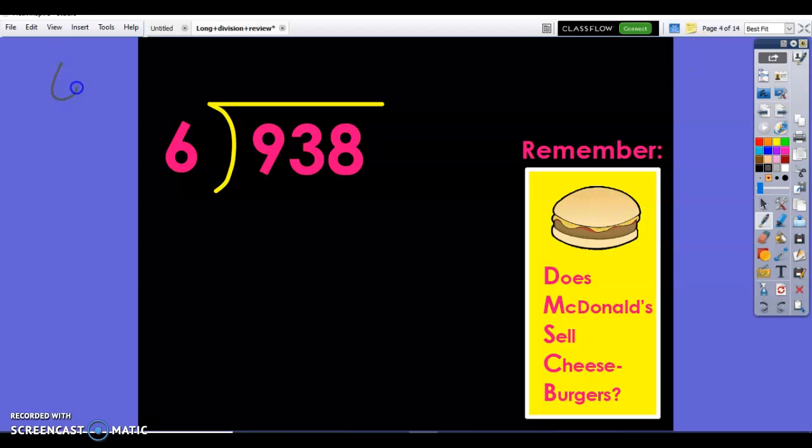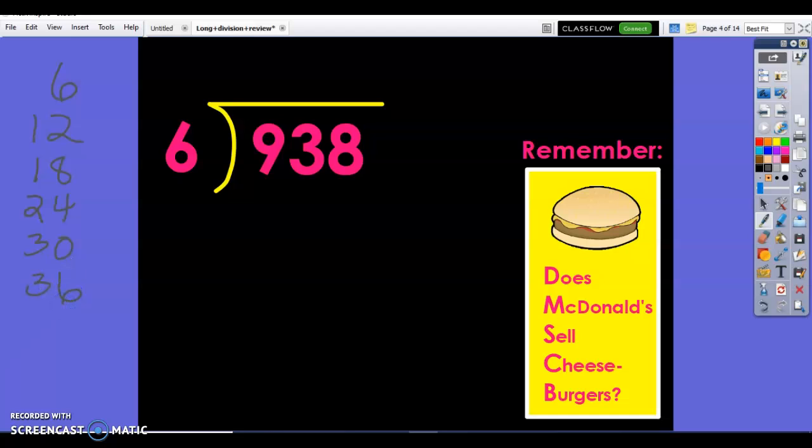Your multiples of 6: you have 6, 12, 18, 24, 30, 36, 42, 48, and I'm going to stop there. Now, make sure that you are writing down your work, solving the problems. I'm going to put my multiples on the outside here, and we're going to start here.